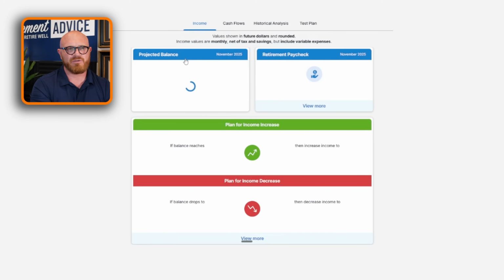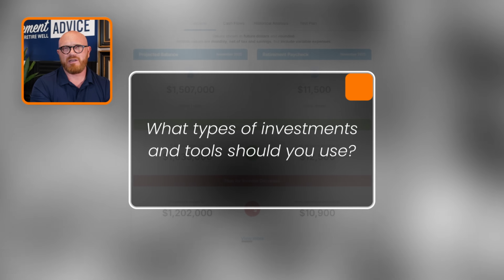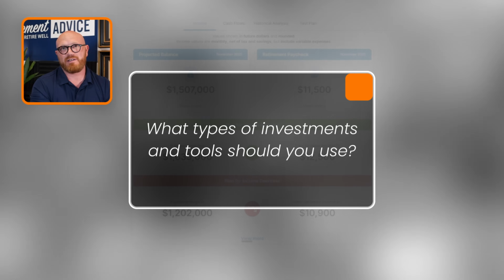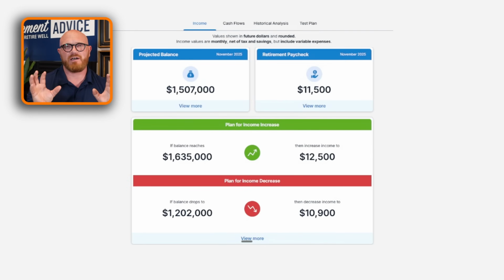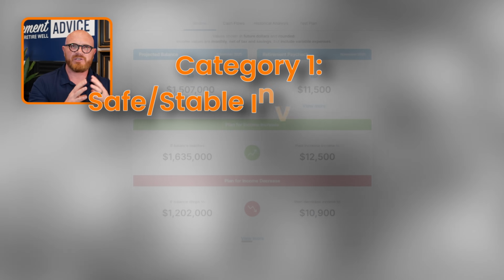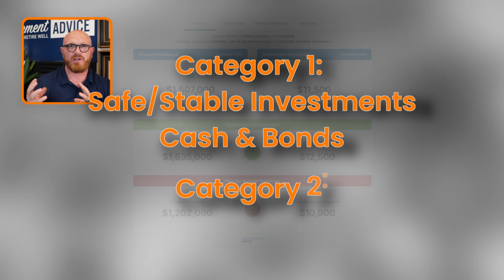Okay, well that leads us to the whole idea of asset allocation. What types of investments should we use, or what are the main tools that we have at our disposal as somebody investing in retirement? Broadly speaking, there are two categories of investments that we're going to talk about today. One is stable or kind of safe investments, and you'll hear these referred to as bonds or cash. And second category are equities.